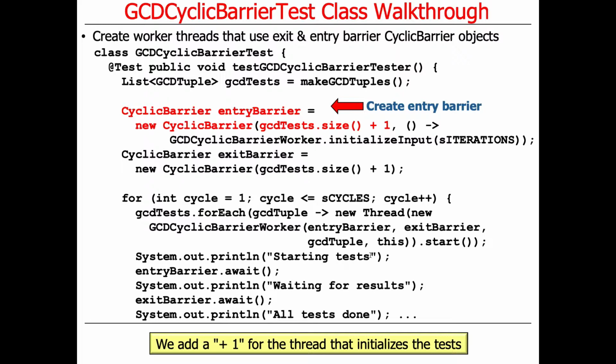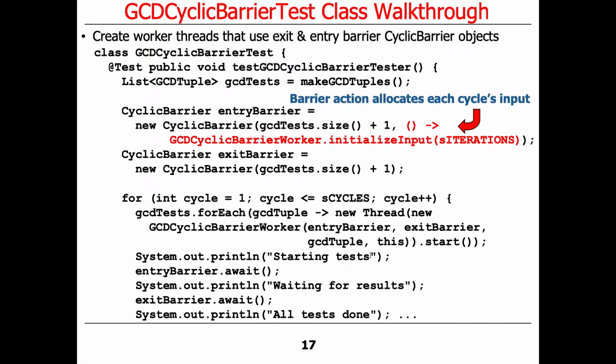We create the entry barrier, and you'll notice that we make the entry barrier be the number of tests we want to run plus 1 for the thread that's initializing the test. So we don't want anything to run until everybody's ready to go. So we give it the number of tests plus 1, and you'll see why we do that. We also give it a barrier action that's going to reinitialize the input on each iteration.